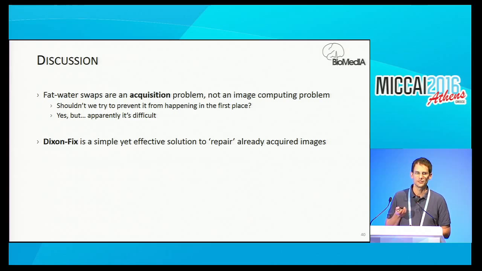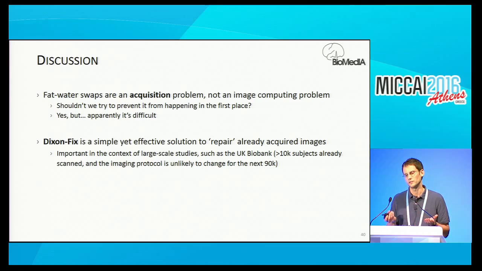For instance, the UK Biobank, as I said, is the world's largest population imaging study currently underway, where they already have 10,000 images acquired, and it's very, very unlikely that the imaging protocol will change for the next 90,000. And as there are fat-water swaps present, we believe that with Dixon Fix we are able to correct the images that are currently corrupted, and thus we can make as many images as possible available for further analysis. Thank you.